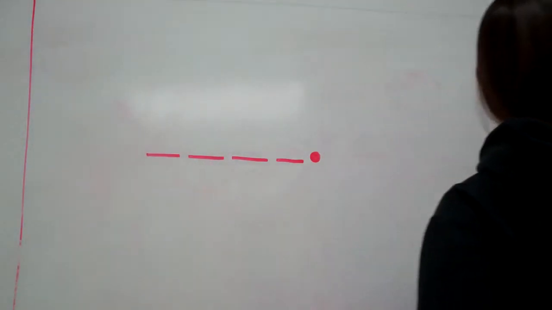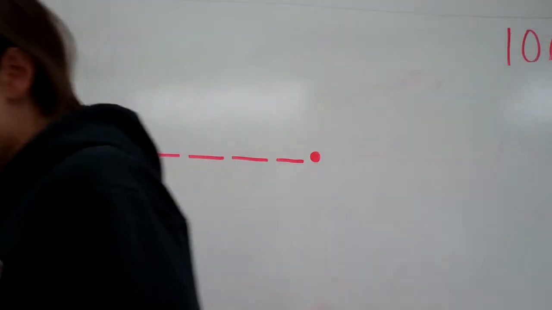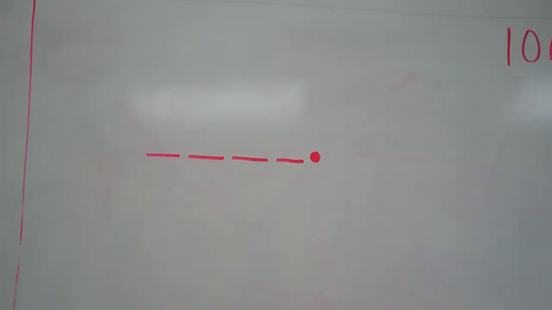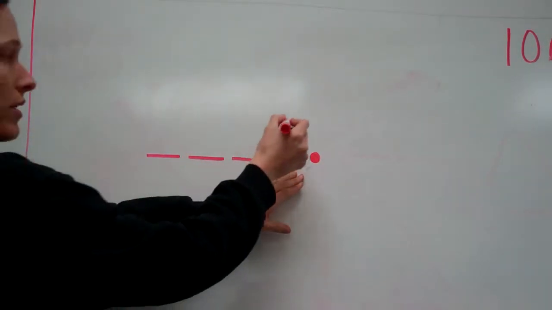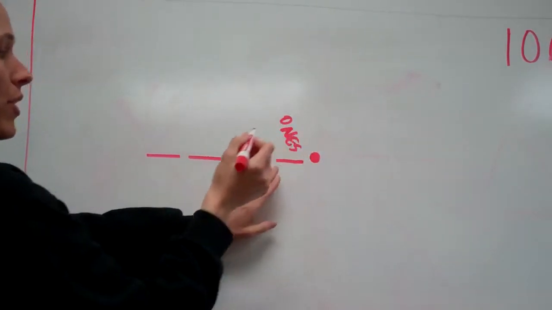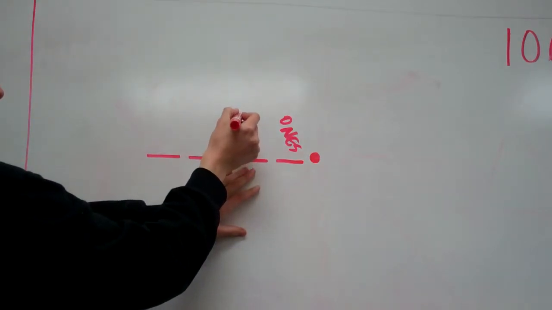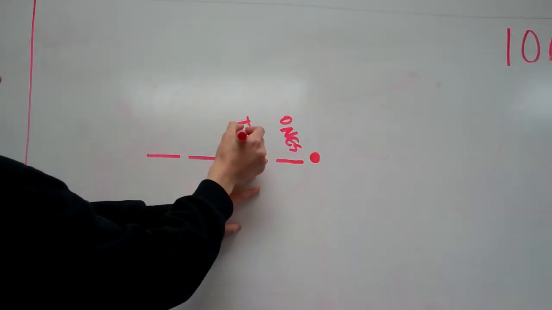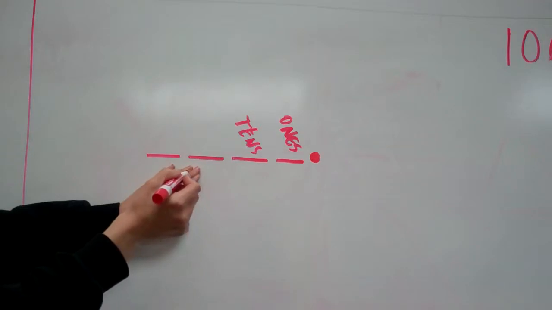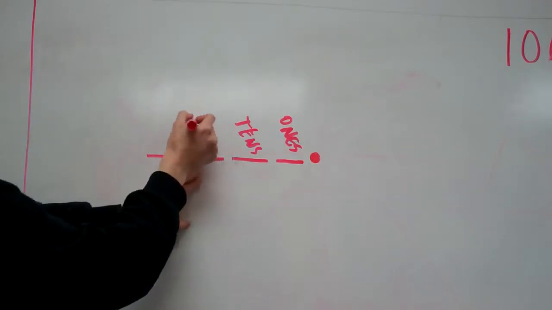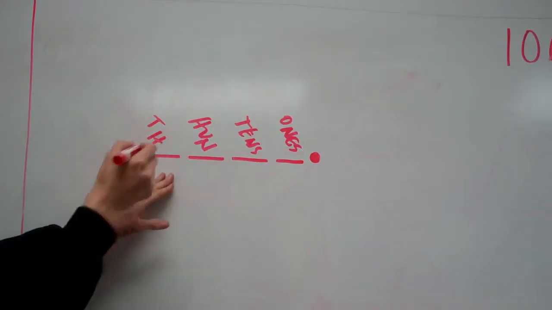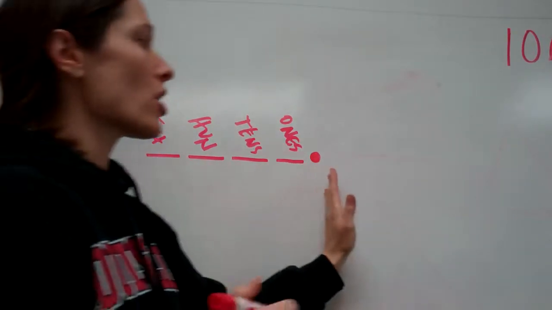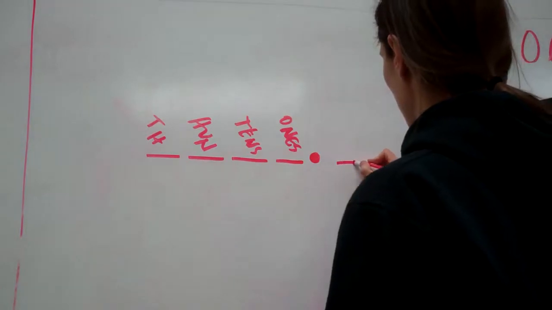So for this, what would my first spot be right here? A ones. Okay, this should just be completely review. What would this be? Tens. Hundreds. I'm just going to put hun. And then thousands. I'm just going to put th for thousands. Now let's go to the right of the decimal, and I'm going to go 5 places.